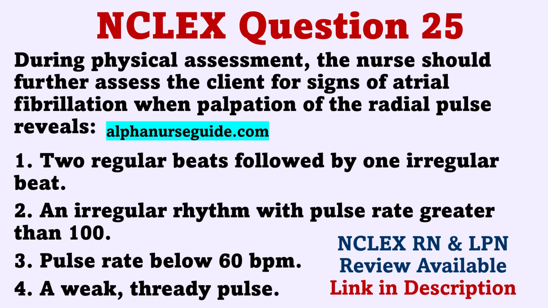Characteristics of atrial fibrillation include pulse rate greater than 100 beats per minute, totally irregular rhythm, and no definite P waves on the ECG. During assessment, the nurse is likely to note the irregular rate and should report it to the physician. A weak, thready pulse is characteristic of a client in shock. 2 regular beats followed by an irregular beat may indicate a premature ventricular contraction.